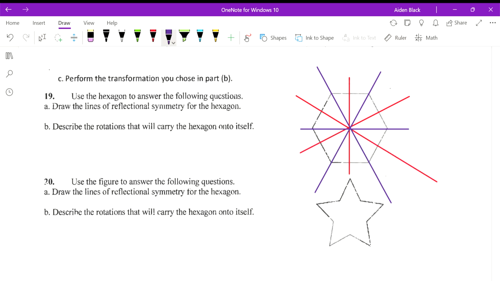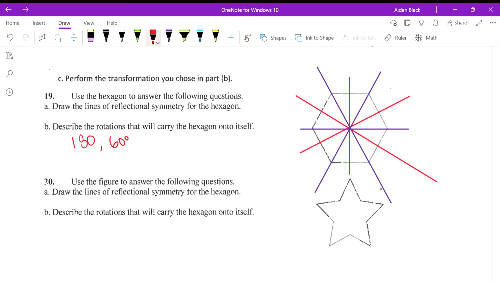Cool. So it says describe the rotations that will carry it onto itself. So we know that if we did a 180-degree rotation, you can see clearly if we rotated this 180 degrees, it would carry it onto itself. We can also go from here to here, which is 1/3 of 180, which is 60 degrees. So we got 180 degrees, we got 60 degrees. It's another one. It looks like 2/3, that's 120.